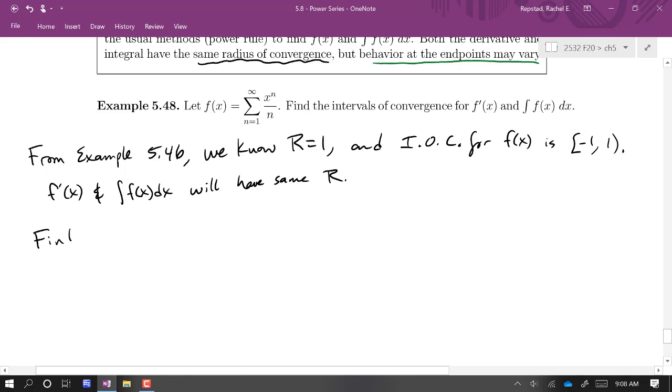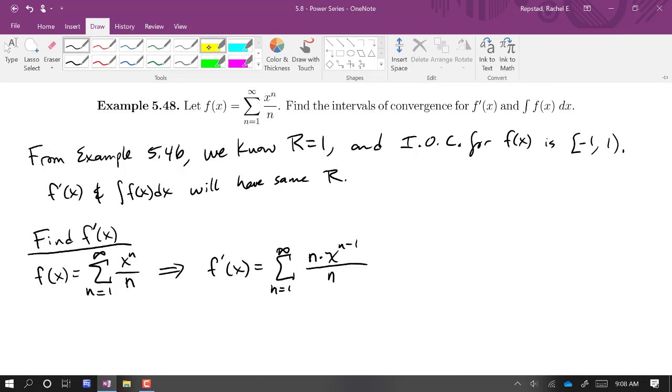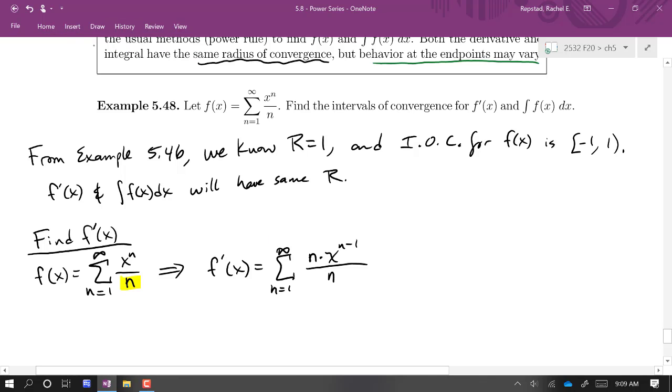So let's find f prime. So f of x, as given, is this series here. And so that means f prime, let's see, I'm just going to use the power rule on this. So for each term, for the nth term, if I take that derivative, I'm going to get n times x to the n minus 1. And then this is over n because I'm bringing over that term in the denominator. And we can do some simplifying.